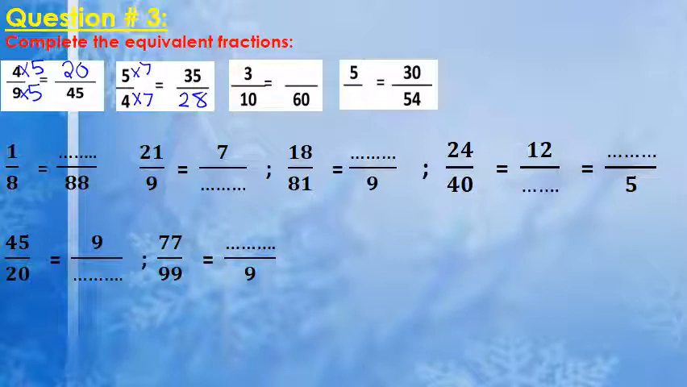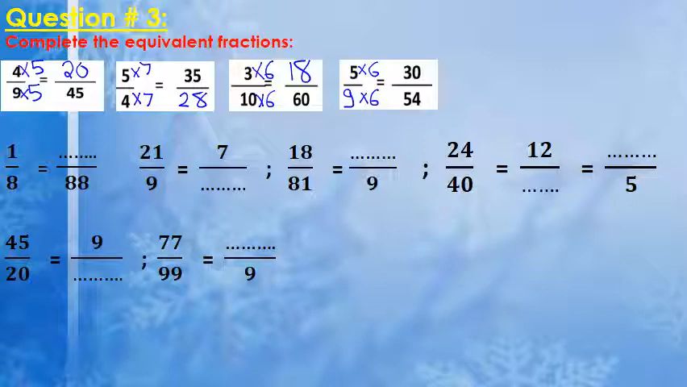3 over 10 equal how much over 60? Because 10 increases to 60, so we multiply by 6. Up, we multiply by 6. 3 times 6 is 18. 5 over how much equals 30 over 54? 5 became 30. How? We multiply by 6. So now we multiply by 6. What number do we multiply by 6 to give us 54? It is 9. 9 times 6 is 54.